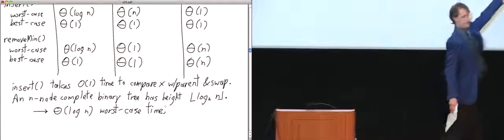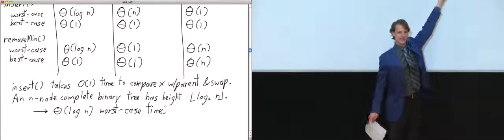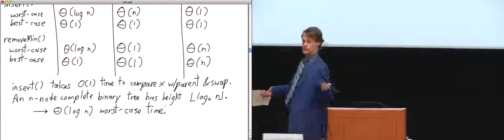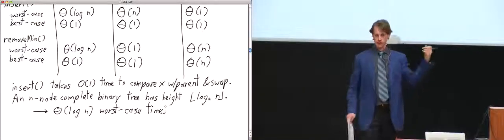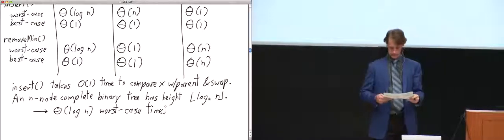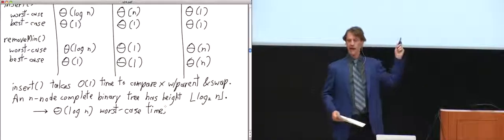So this, by the way, is the exact height. This isn't a big O. This is the exact number. And for remove min, the same explanation. You're spending constant time per level of the tree for log n levels. Any questions about that?